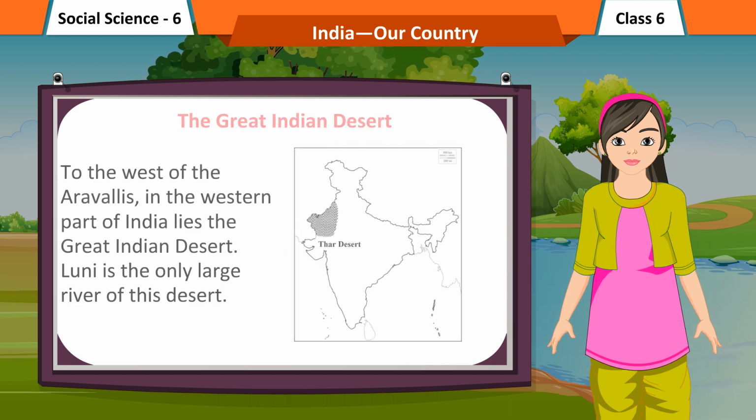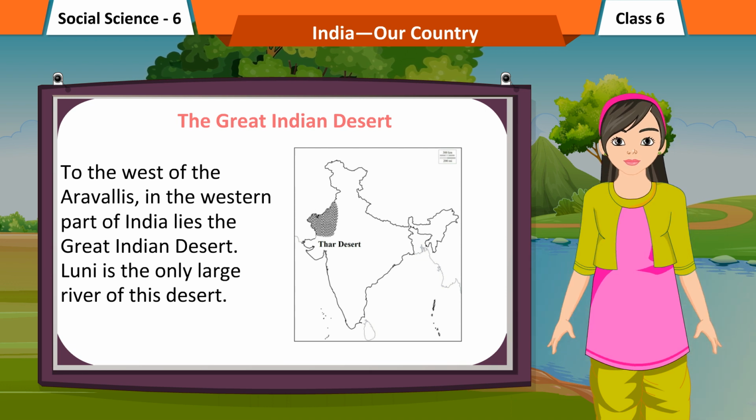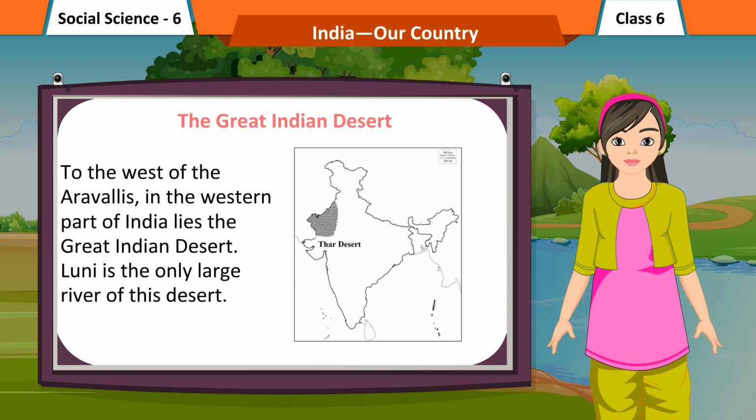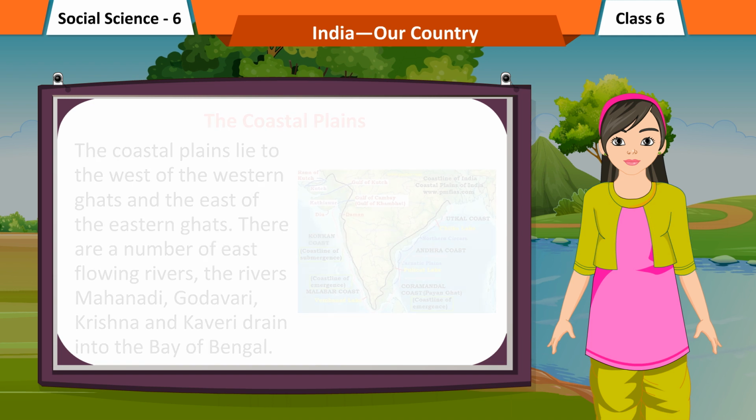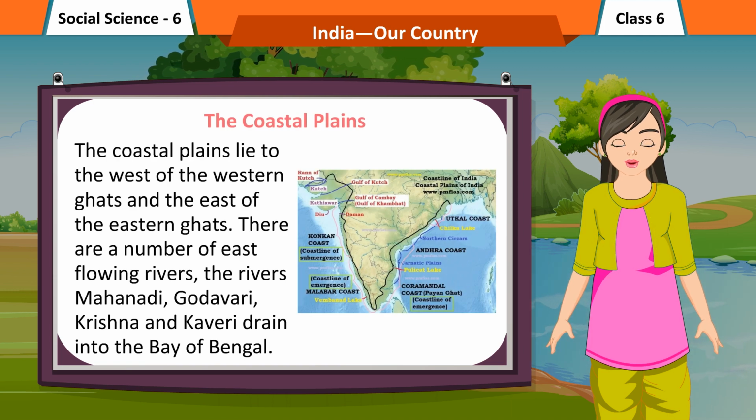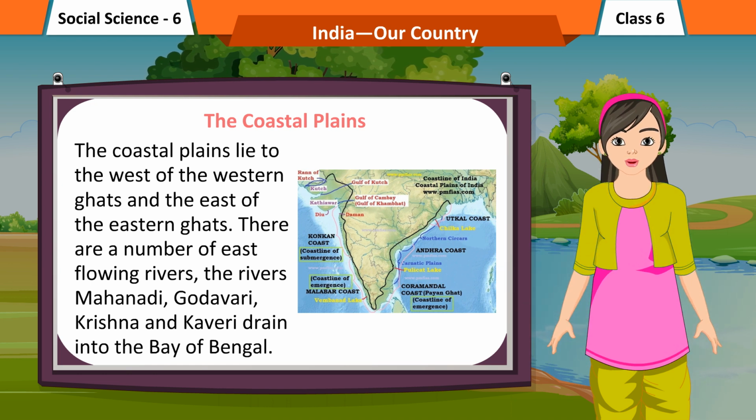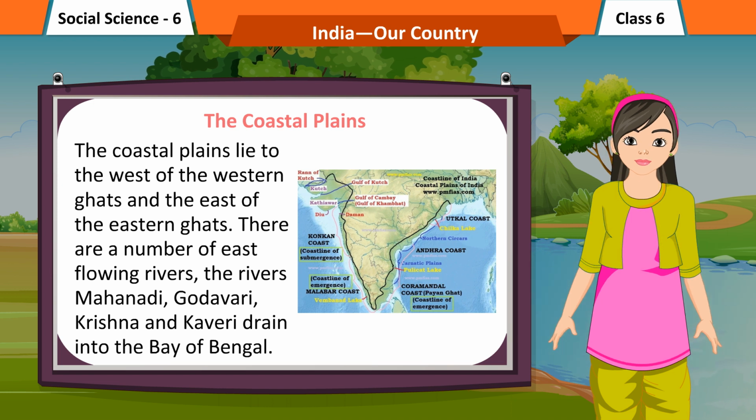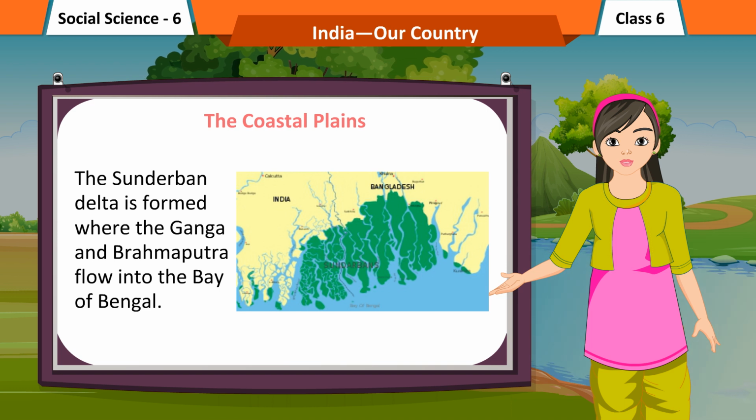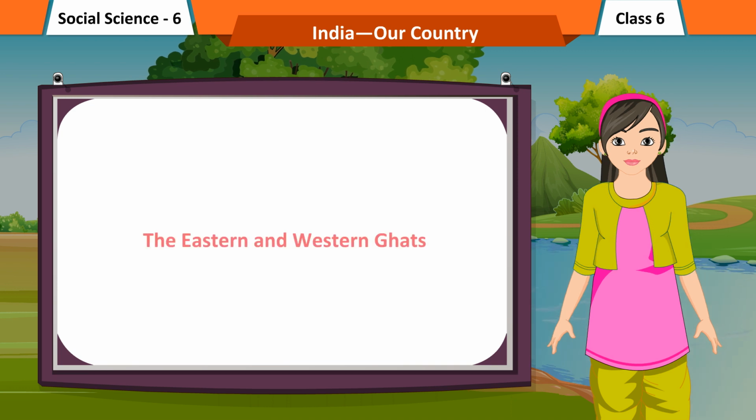The Great Indian Desert. To the west of the Aravallis, in the western part of India lies the Great Indian Desert. Luni is the only large river of this desert. The Coastal Plains. The coastal plains lie to the west of the Western Ghats and the east of the Eastern Ghats. There are a number of east-flowing rivers. The rivers Mahanadi, Godavari, Krishna and Kaveri drain into the Bay of Bengal. The Sundarban Delta is formed where the Ganga and Brahmaputra flow into the Bay of Bengal.